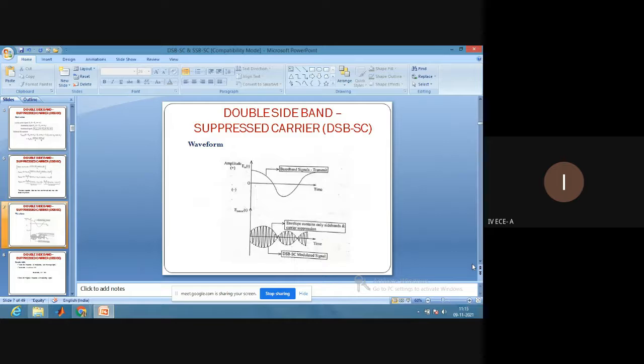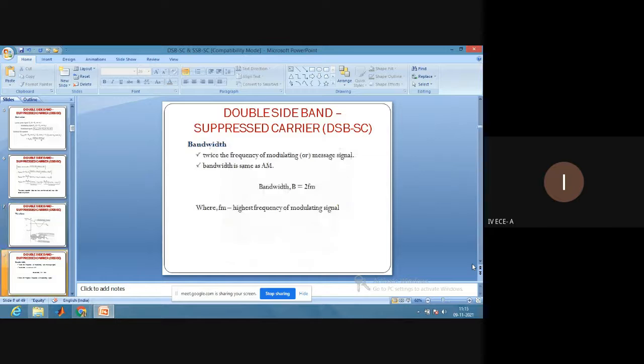This is the waveform of double sideband suppressed carrier modulation system. The first waveform represents the message signal, that is the baseband signal. The second signal represents the DSB-SC signal. Here the envelope contains only the sidebands and the carrier is suppressed. This system requires the same bandwidth as the conventional AM system, that is bandwidth is equal to 2 fm, where fm is the highest frequency of the modulating signal. Even though we suppress the carrier signal in this modulation technique, we don't have any change in the bandwidth requirement.